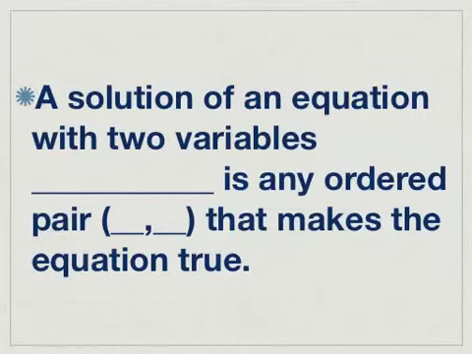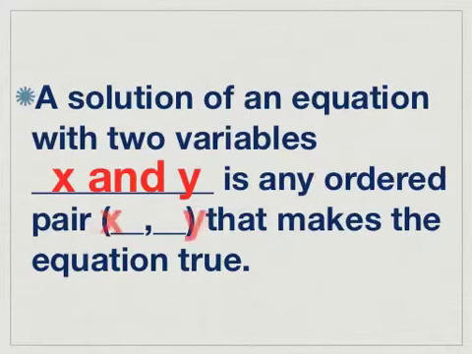A solution of an equation with two variables, x and y, is any ordered pair. An ordered pair is in parentheses. You have your x value, comma, your y value, that makes the equation true.